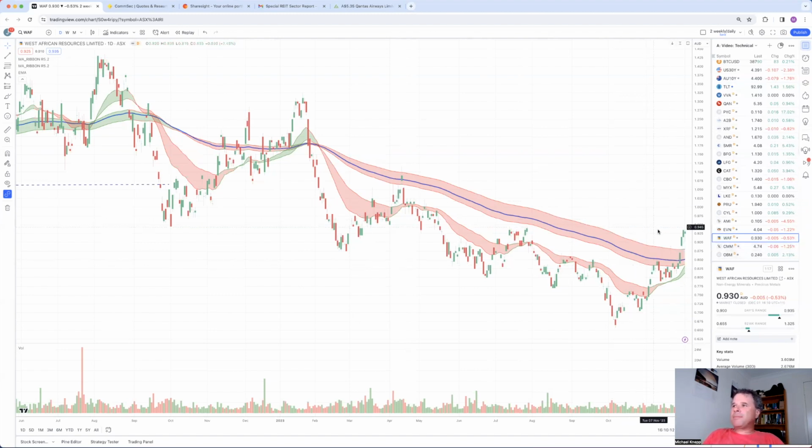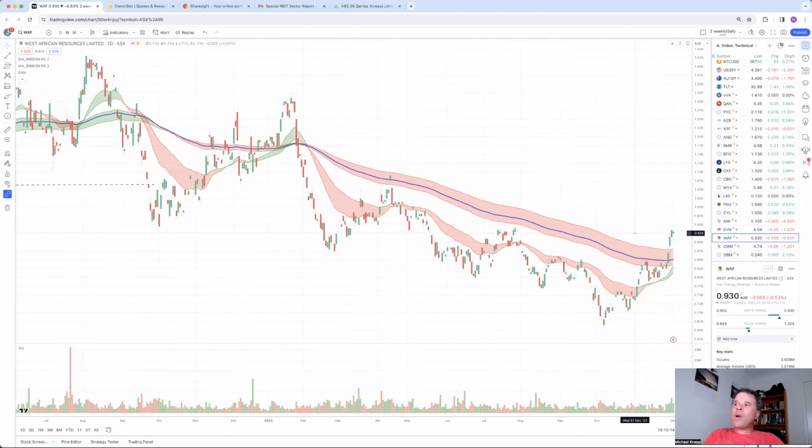possible nice looking chart. The problem with West African is last time share price was this high was in July. So we're only talking about a 4-month, 5-month high in the share price. I want at least a 6-month high. If the share price gets above 94 cents, which is not that far away, we would be at least at a 6-month high with West African.